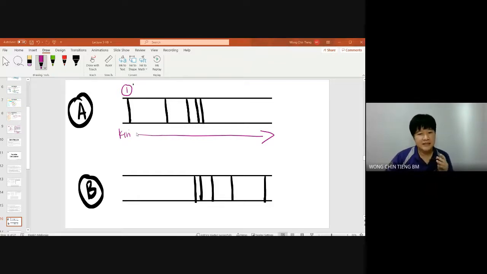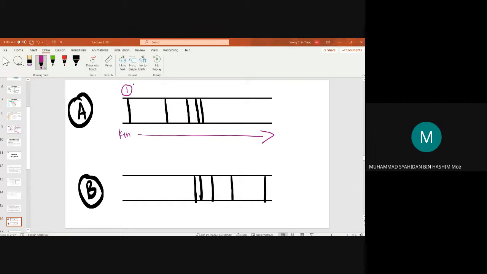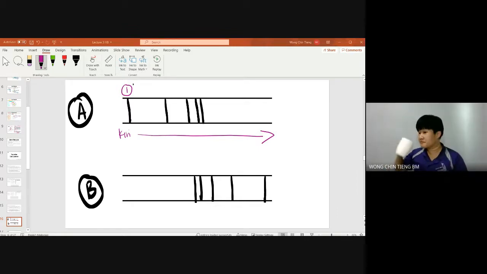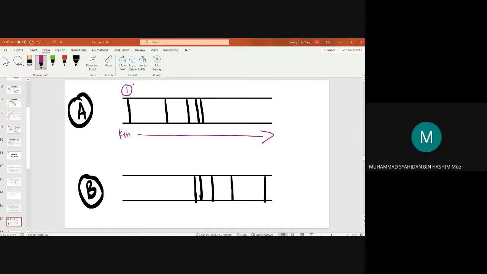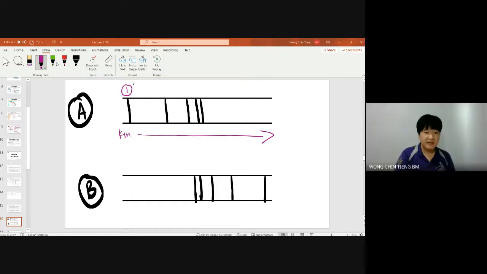Kenapa Hana kata baca dari kiri? Tak prepare. Muhammad Syahidan? Yes, Miss. Kenapa baca dari kiri? Dia punya luas tu semakin kecil, Miss. Thank you.